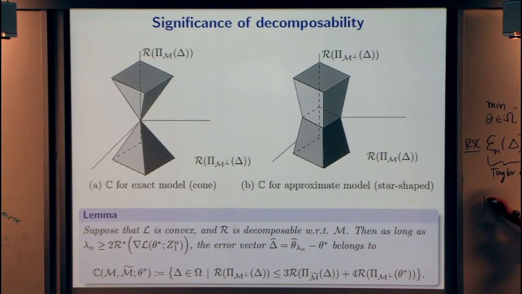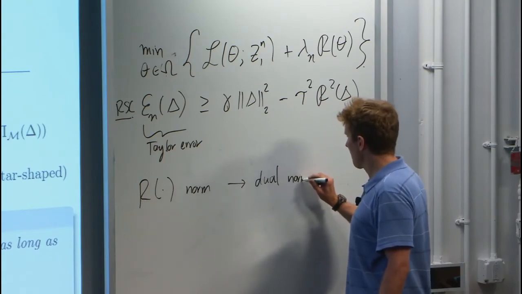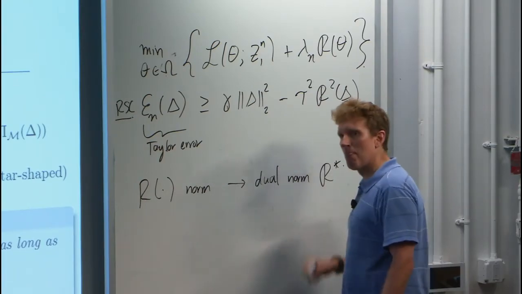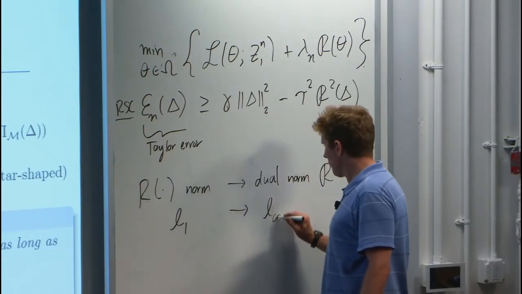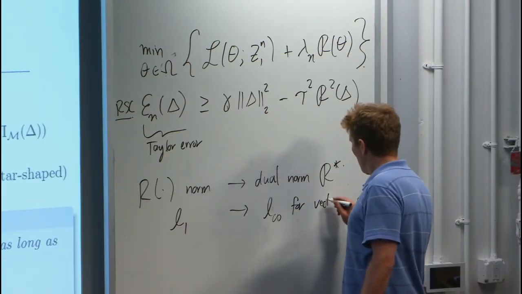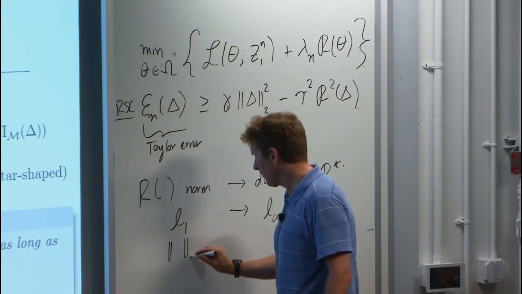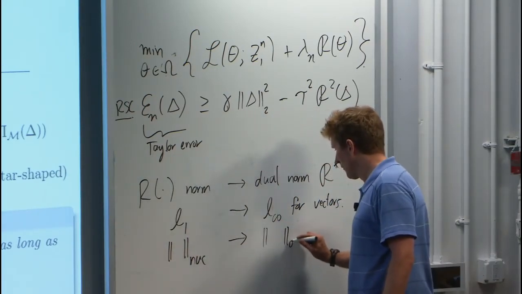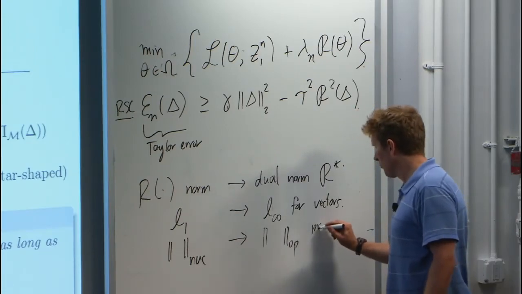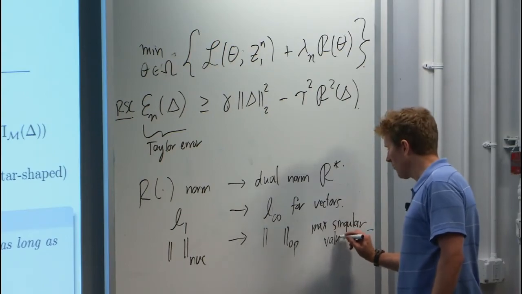Okay, so I have a regularizer that's a norm. So I have a dual norm, R star. So, concrete examples: L1 would translate to L infinity for vectors. If I had a nuclear norm on matrix space as my regularizer, that would translate to an operator norm, the maximum singular value, for matrices. Those are two examples of dual norm pairs.